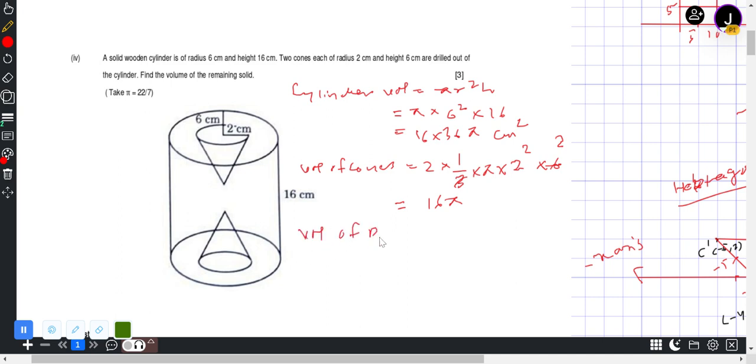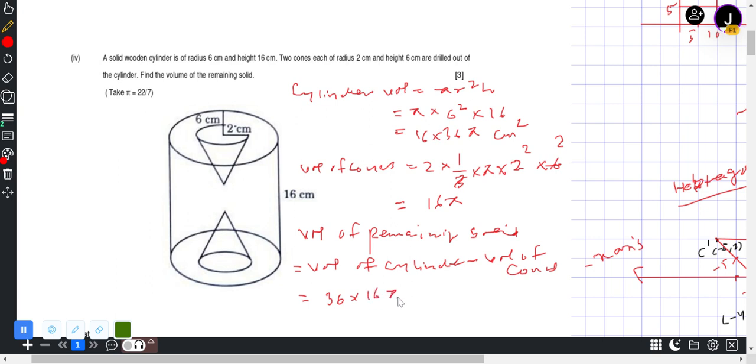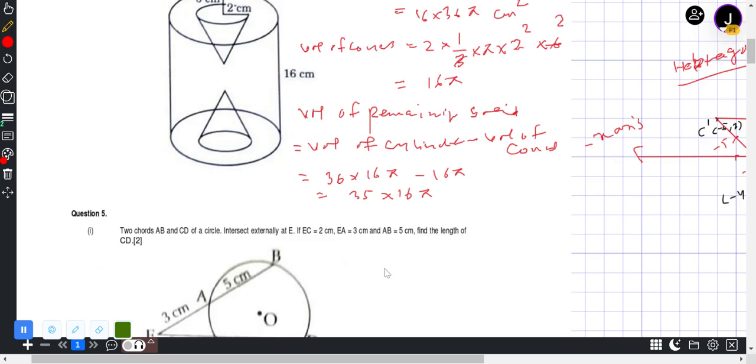So if you take something out from something, whatever is remaining, what do you do? You subtract, right? Volume of remaining solid is volume of cylinder minus volume of cones. That is equal to how much? 36 into 16 pi minus 16 pi. So what is left? 35 into 16 pi. You take 16 pi common, so you get 36 minus 1.